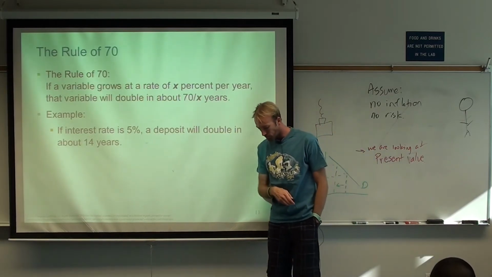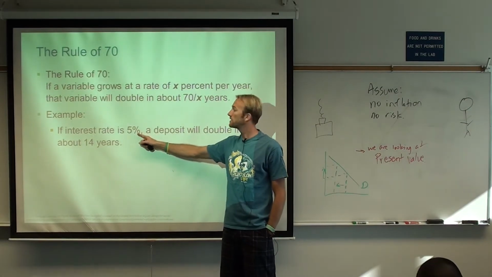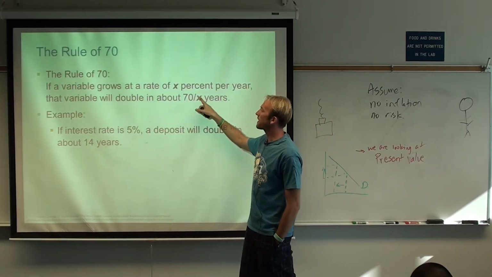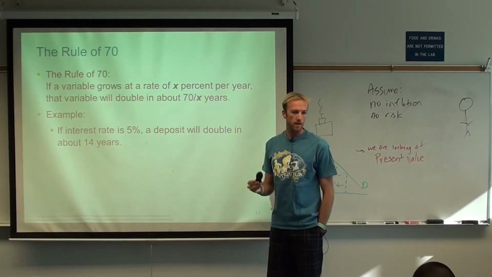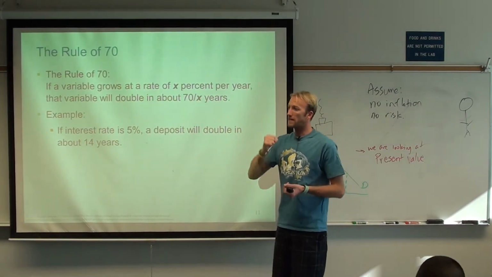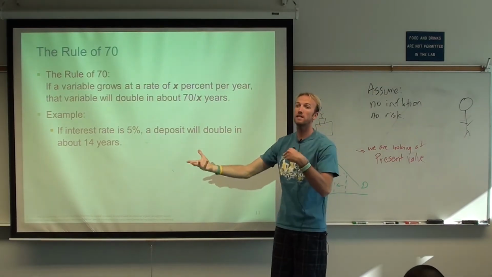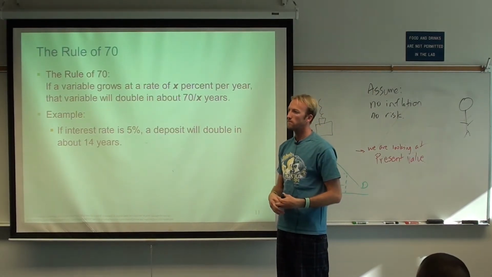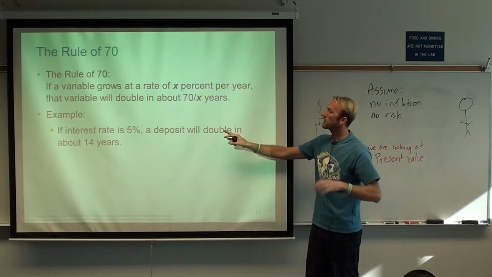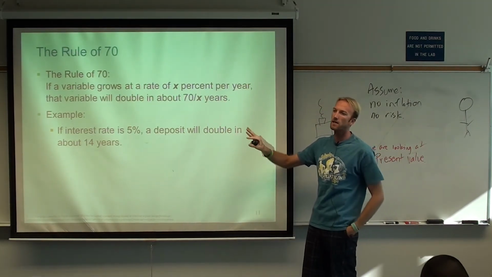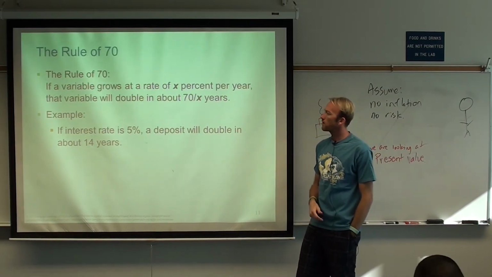So check this out. Let's say the interest rate is 5%. 70 divided by 5 is about 14. So that tells me that if I put money in an account and I get 5% interest on it, in about 14 years it's going to double. Right? And this is just a trick to get around the fact that the other formula for continuous time compounding is kind of confusing. Okay?